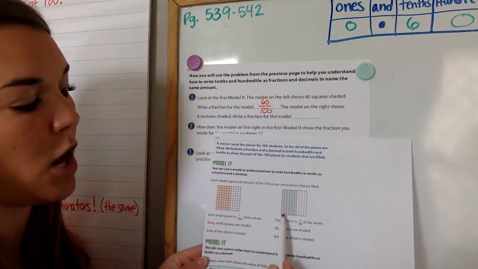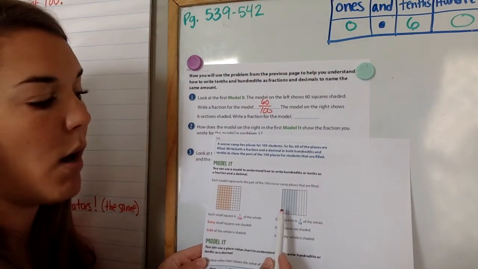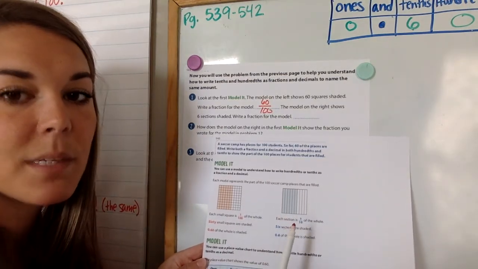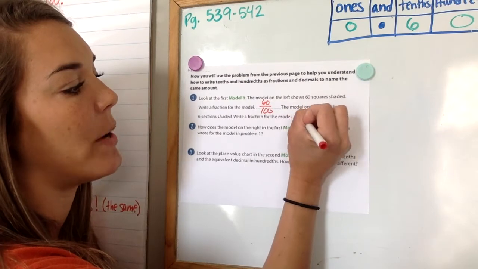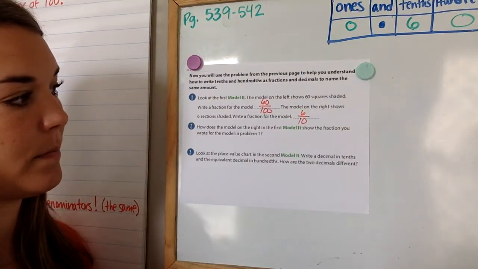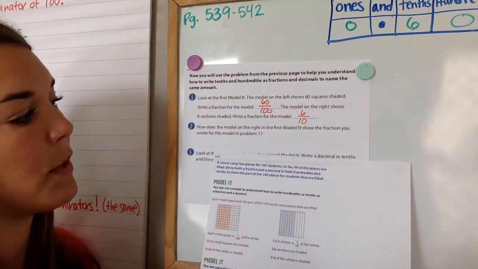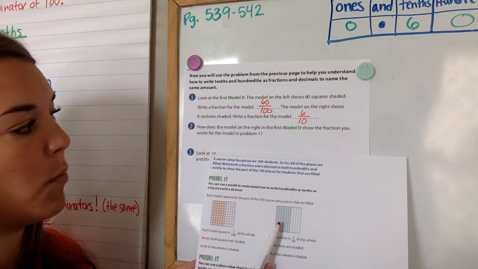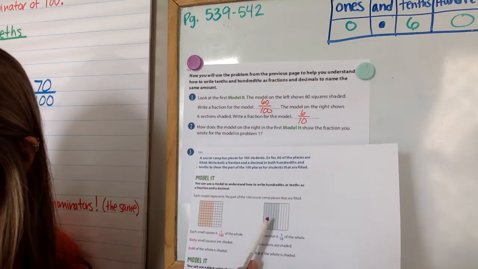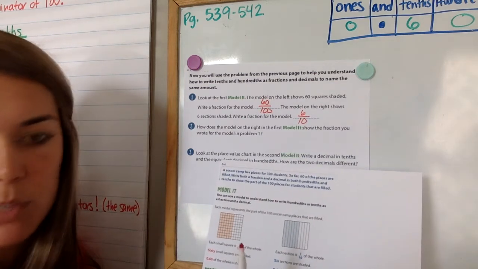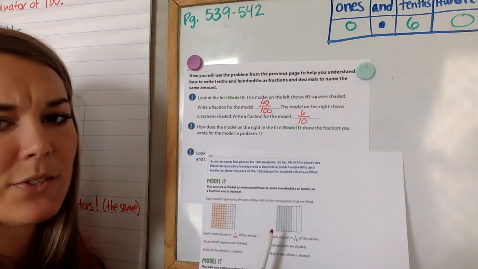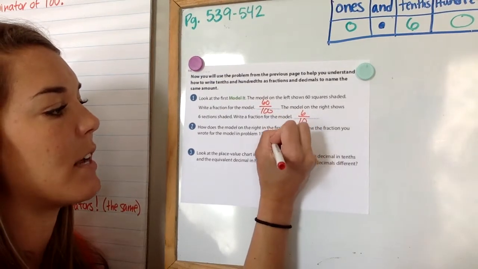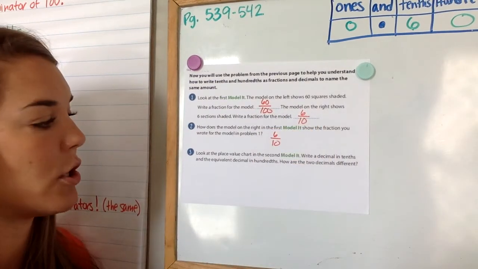What fraction does this show in the next one? Well, there's 10 equal parts. How many of the parts are shaded? 6, right? So that's showing 6 tenths. It says, how does the model on the right show the fraction you wrote for the model in problem 1? Just like we wrote before for the first problem, this shows 6 tenths, right? Sometimes this stuff is so repetitive. I'm going to skip that one. Well, let's just write 6 tenths, okay? That's the fraction it shows.